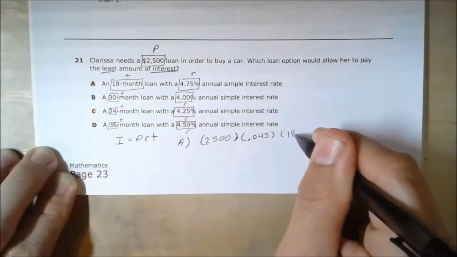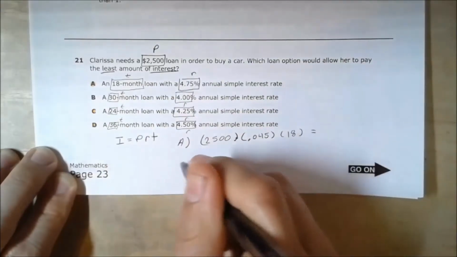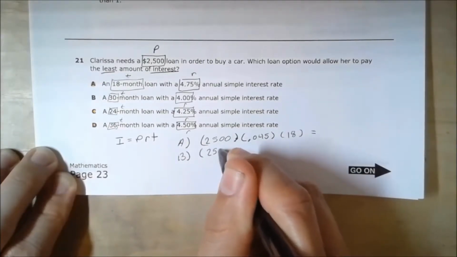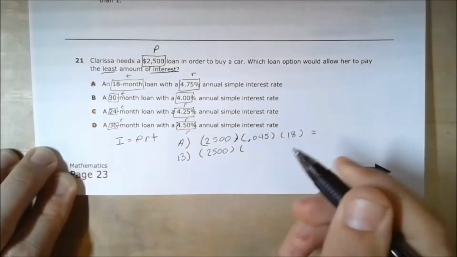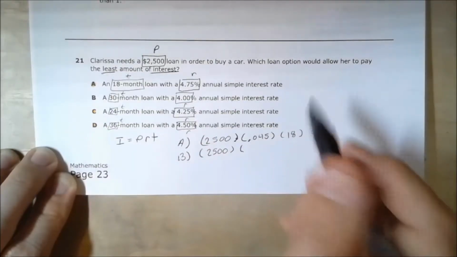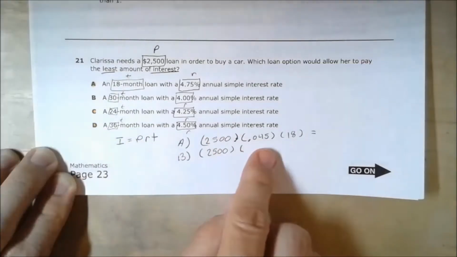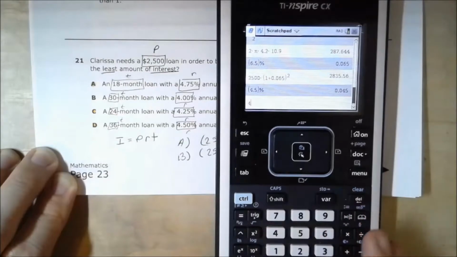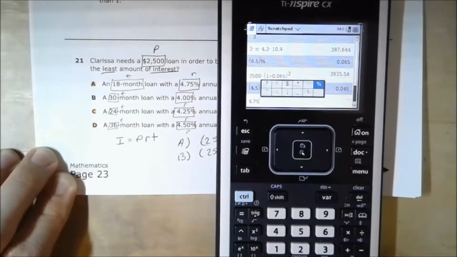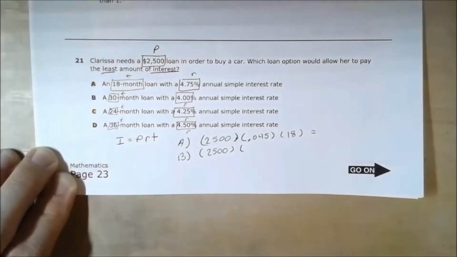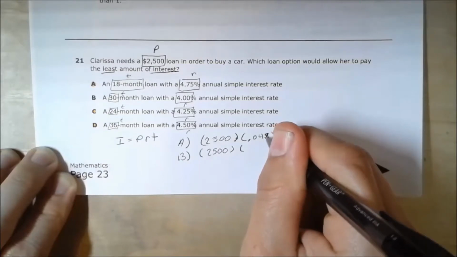So times 18 equals. At this point, I'm just going to set up each one of these real quick, and then I'll put them all in my calculator and check them. The next one is 4.00. Well, if I'm looking at that, on the first one I put 0.45. Almost forgot it was 4.75. So 4.75, and then we put a percent symbol. We'll correct that real quick. So 0.0475.